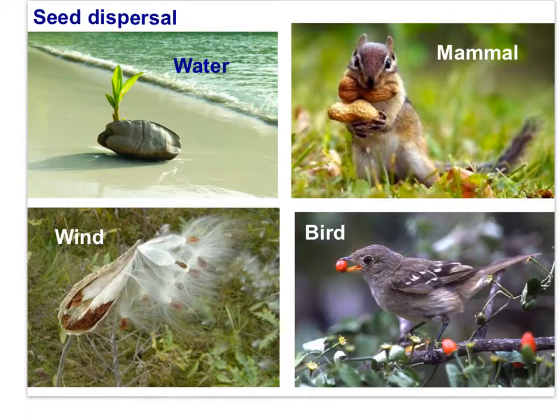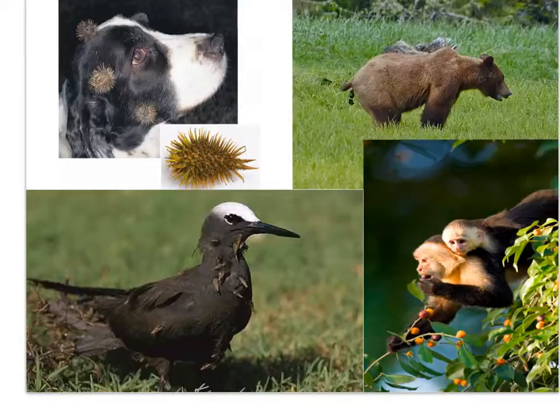Seeds are dispersed by water, wind, or mammals, or birds. Hopefully you recognize these images as seed dispersal mechanisms to move or transport seeds away from the parent plant.